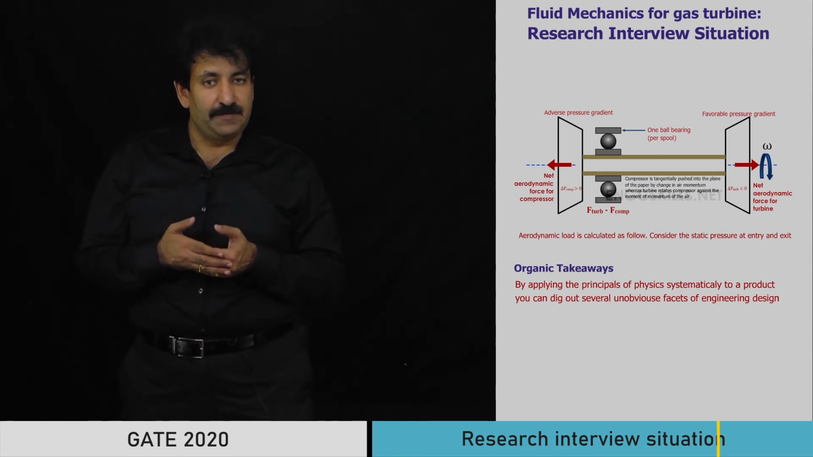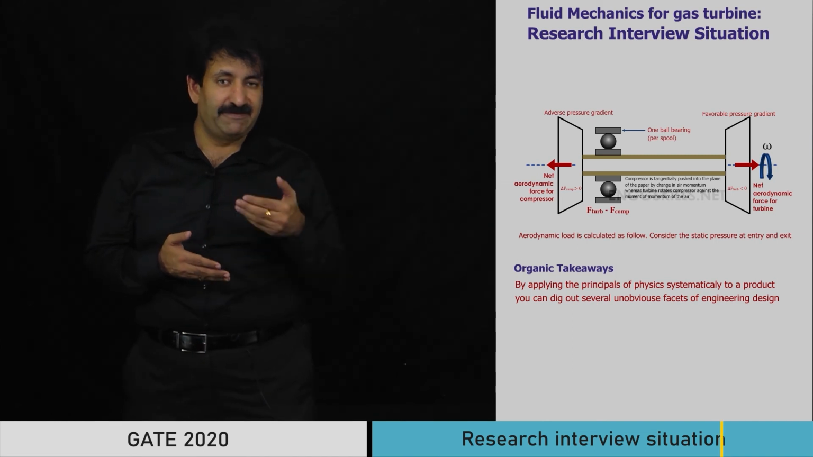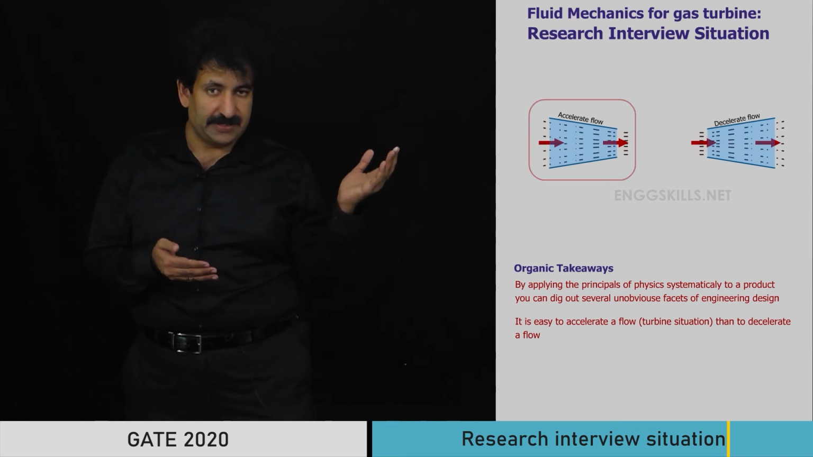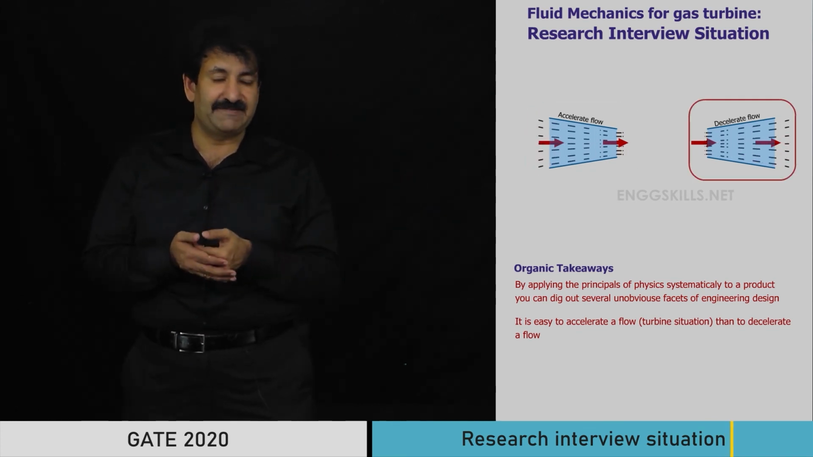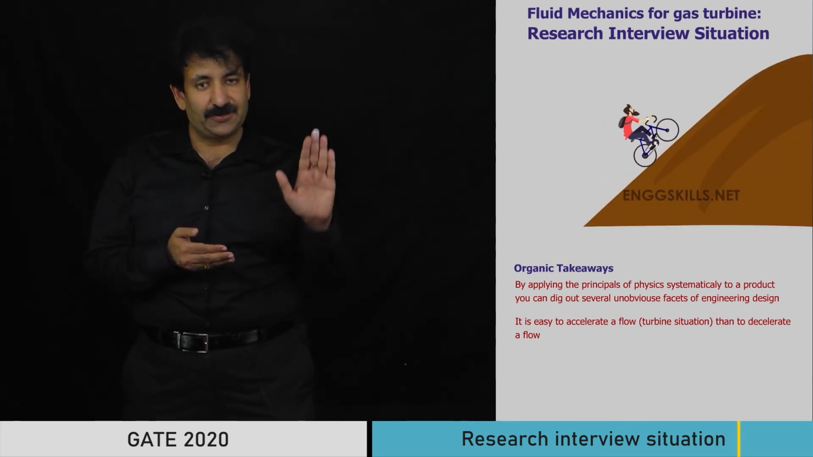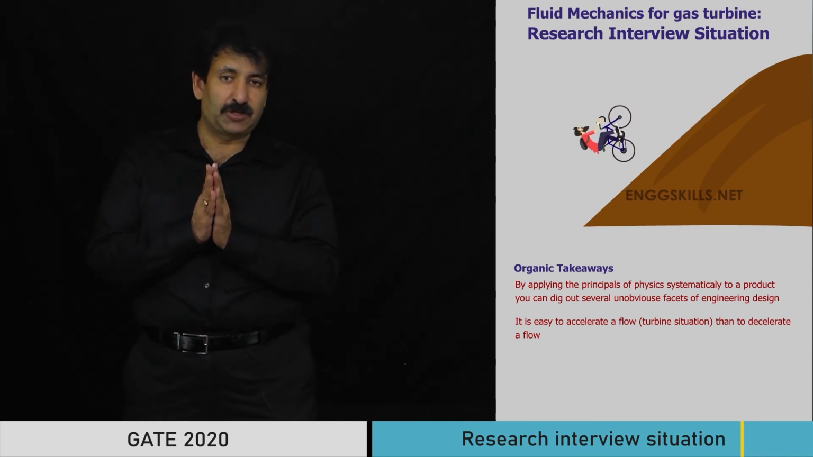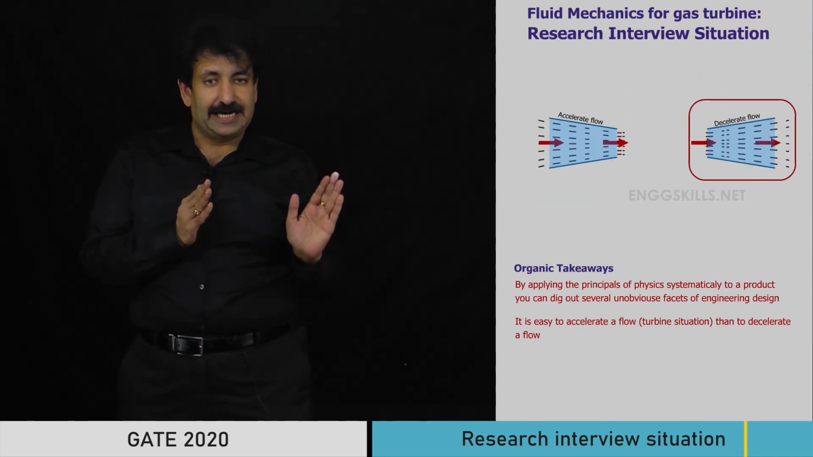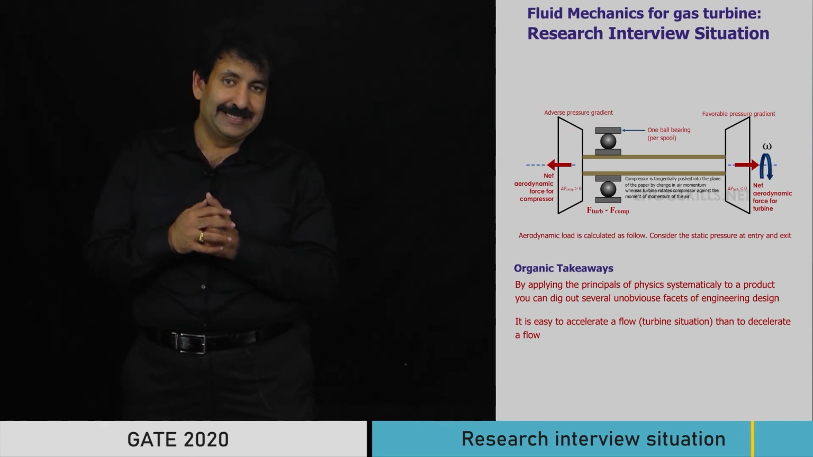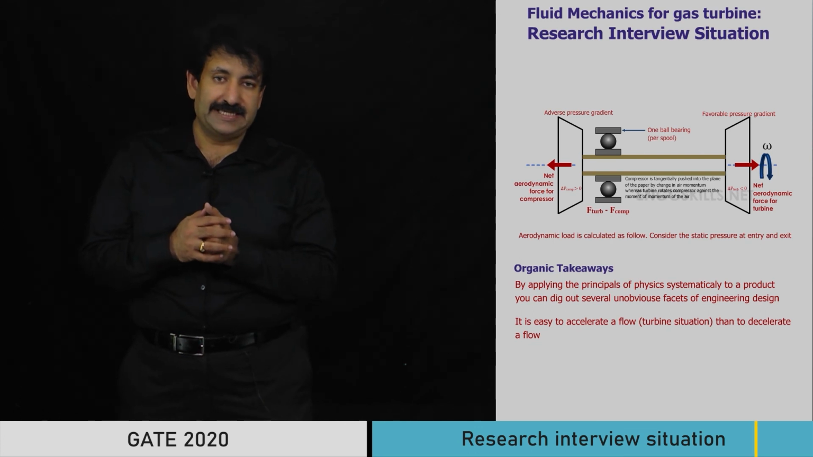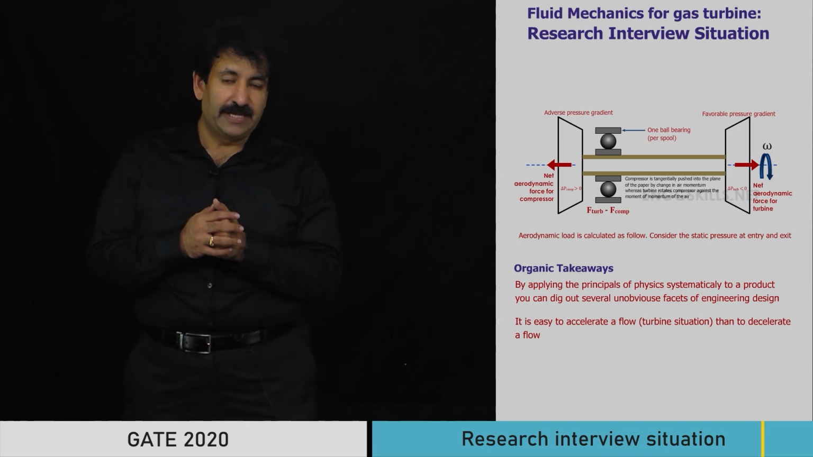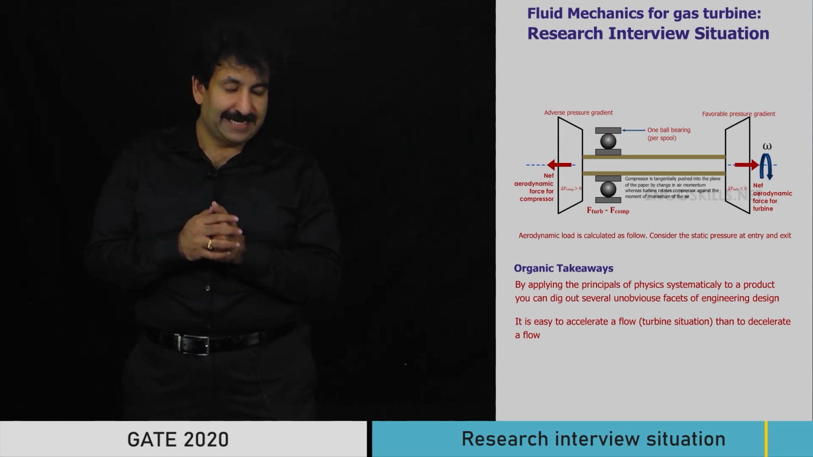Now, one of the important statements we would like to make in fluid mechanics is that it is always easier to accelerate a flow, I'm talking about the turbine situation, than to decelerate a flow. Because if you try to decelerate, it is like a cyclist who is trying to climb a mountain and comes off. In the same way, if you try to create too much adverse pressure gradient, the flow may get separated. So it is very, very important that we apply fluid mechanics rightfully and thoughtfully, so that you can unearth the design facets.